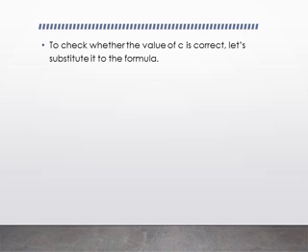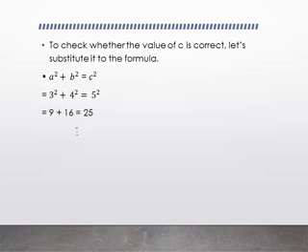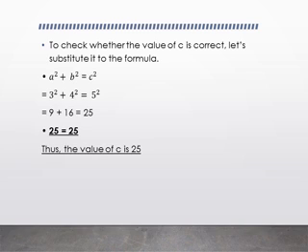To check whether the value of c is correct, let's substitute it to the formula, which is a squared plus b squared is equal to c squared. Substituting, we have 3 squared plus 4 squared is equal to 5 squared. Now let's simplify. We have 9 plus 16 is equal to 25. So 9 plus 16 is 25. Now it is equal. Thus, the value of c is 5.